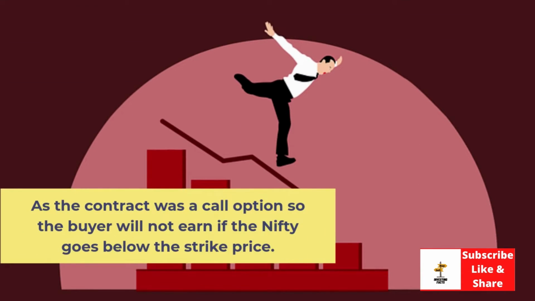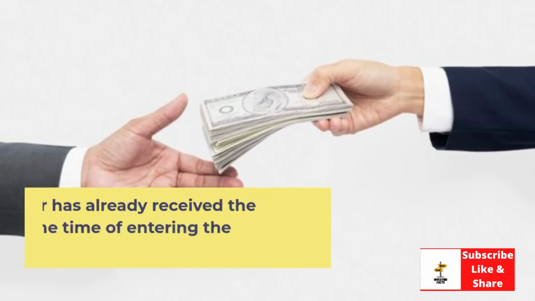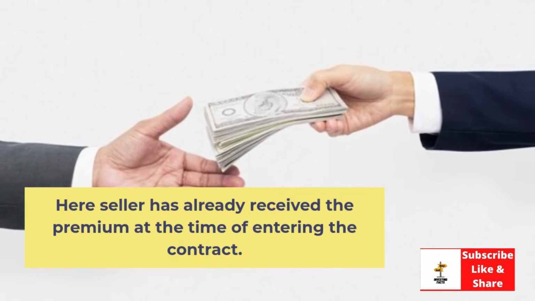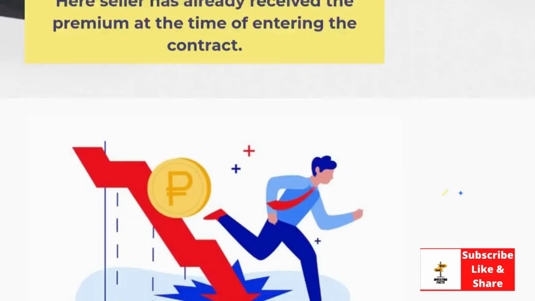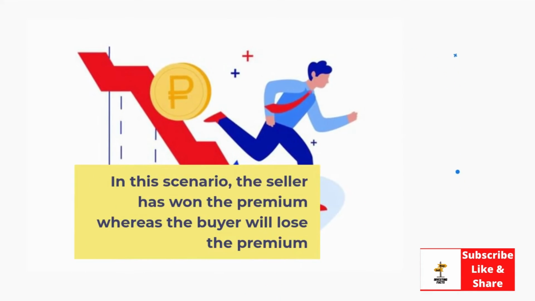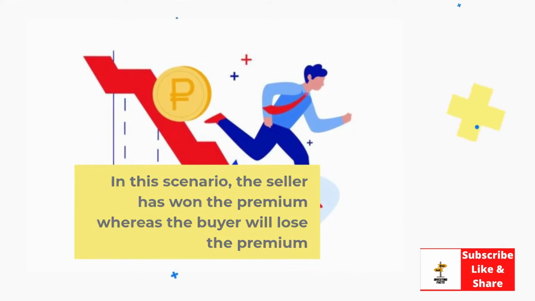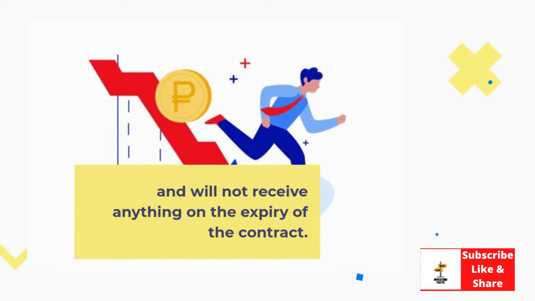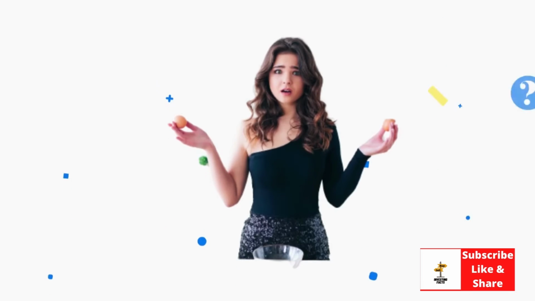As the contract was a call option, the buyer will not earn if the Nifty goes below the strike price. Here the seller has already received the premium at the time of entering the contract. In this scenario, the seller has won the premium, whereas the buyer will lose the premium and will not receive anything on the expiry of the contract.